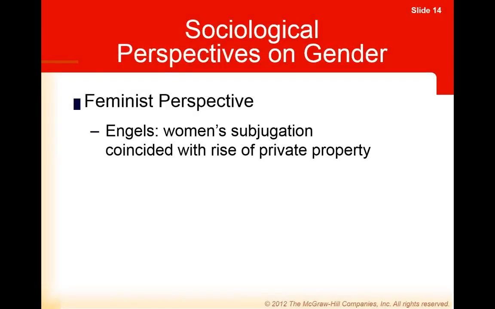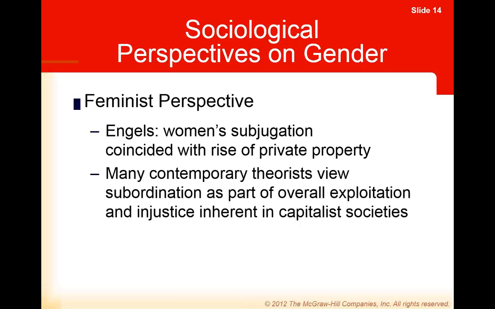And of course, the feminist perspective grows out of the conflict response to the functionalist approach. Friedrich Engels, who did a lot of work with Karl Marx, was also an early suffragist in England and believed that private property was where you began to see the subjugation of women. Because there are various reasons. One of the reasons was that only men could own property at certain periods of history.